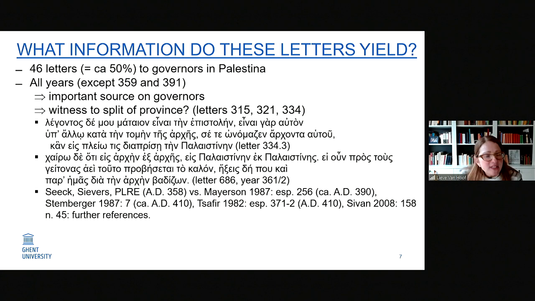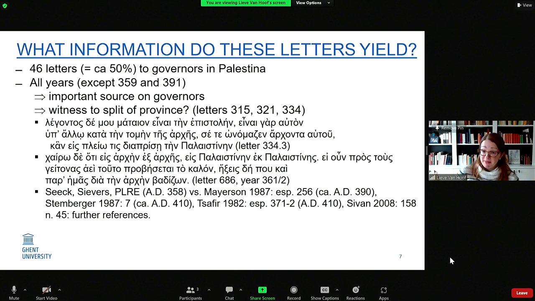For a long time also, because of these numerous letters to governors, scholars assumed that Libanius was one of the most important witnesses to the splitting of the province. And they referred especially to letters 315, 21, and 34 in that respect. So in letter 334, for example, that's the first passage here on the slide, Libanius states that it's no longer of use to write to a governor about Elusa because it's no longer part of his jurisdiction. So it no longer falls under his authority. Because Palestina, as you see here, has been split.